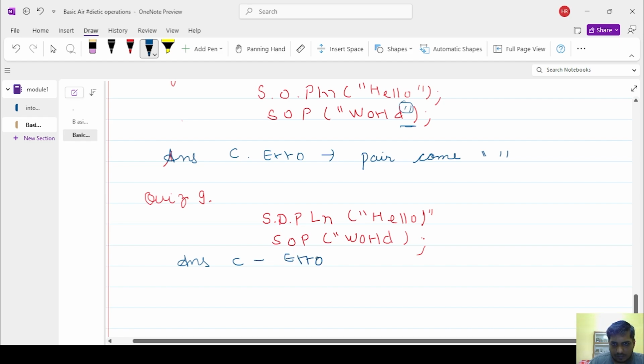Why is it an error? Because Java is case sensitive, and second, double inverted comma comes with pair.